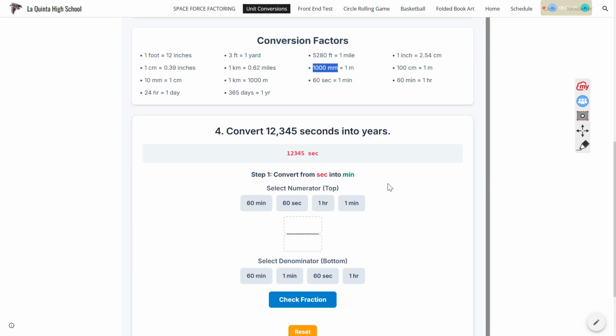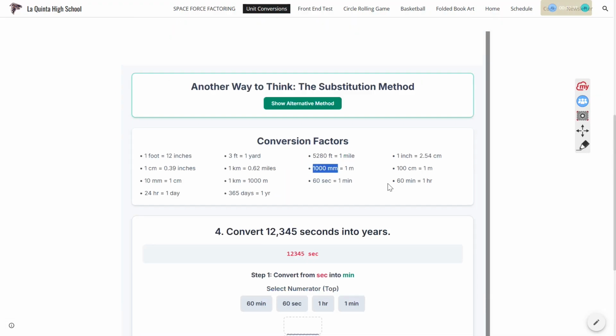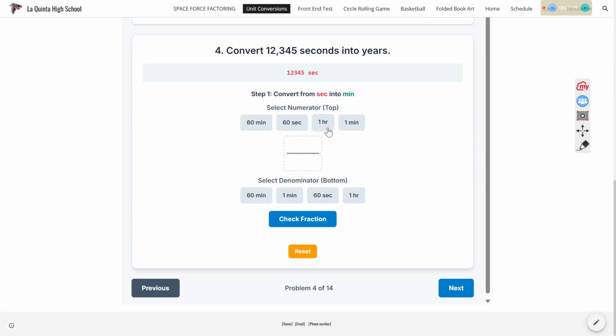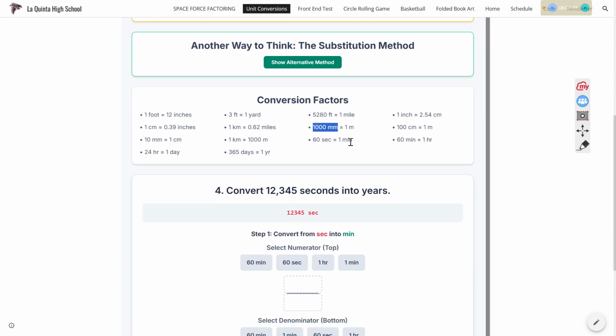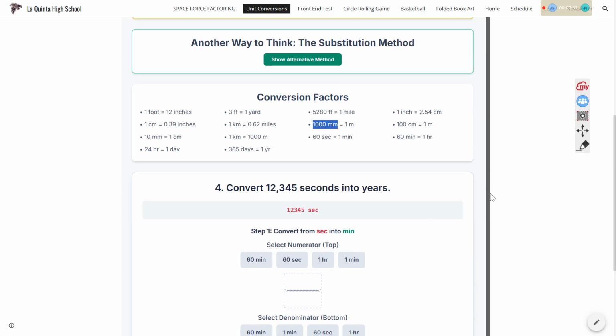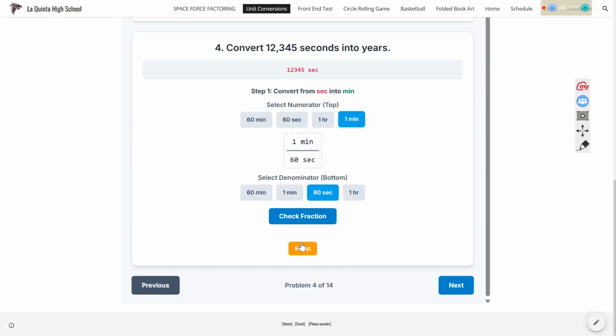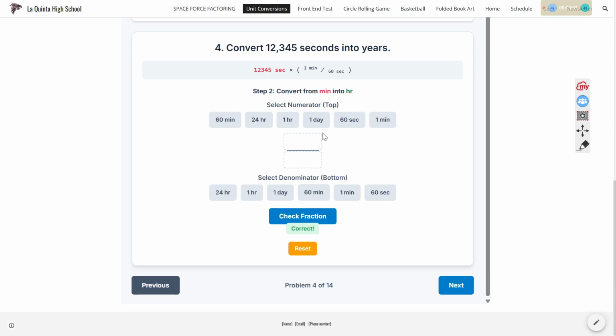Now we can move to the next problem, okay, number 4. This one we did in class 2, so I'm mainly doing this especially for students that were out today. So we're going to convert from seconds into minutes, right? So I will have to go look up here at this table. What's the relationship between seconds and minutes? Do we see this? Well, we see 60 seconds is 1 minute, right? So since I'm going from seconds, I have to have the seconds on bottom. And because we're going into minutes, the 1 minute should be on top. And that means we're going to go here, hit check fraction, and we have done that correctly.